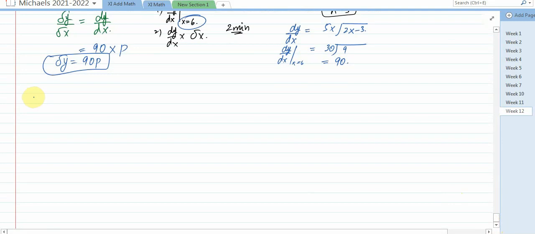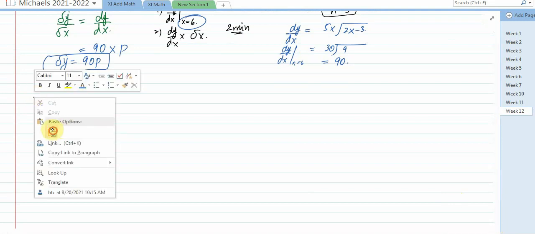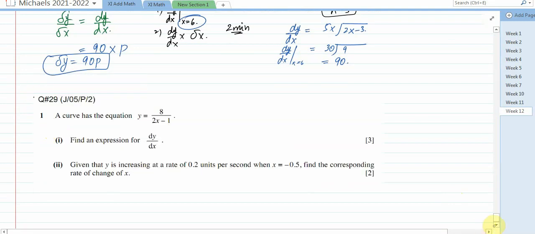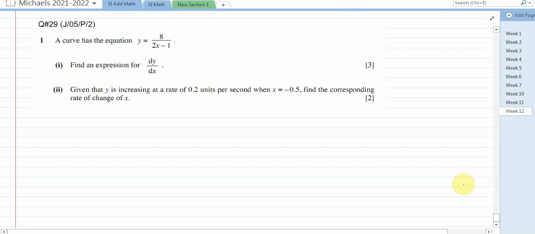It's from June 2005, paper 2. A curve has the equation, this one. Find an expression for dy over dx. So first you need to give it a try by yourself. Time for the first part is 2 minutes, so start.